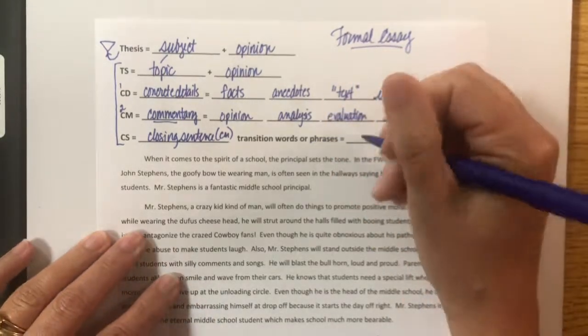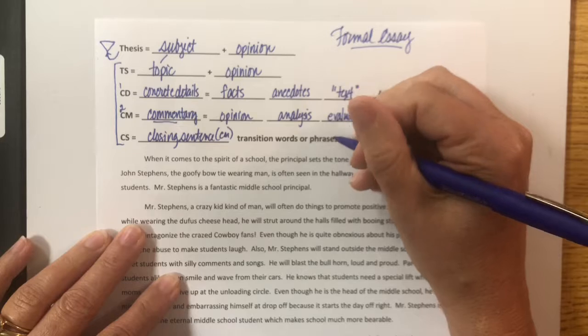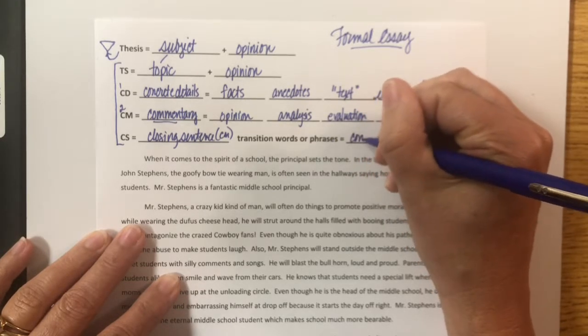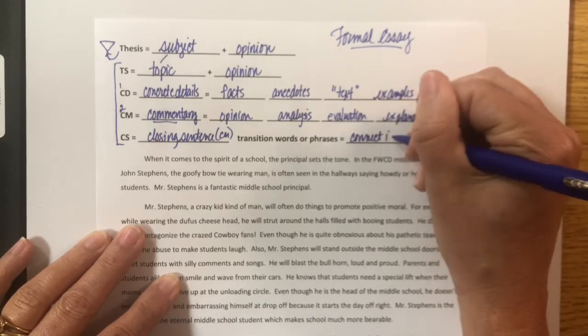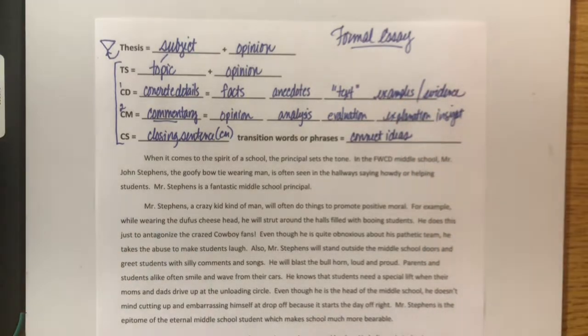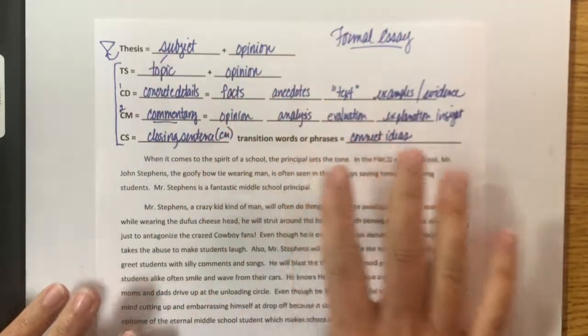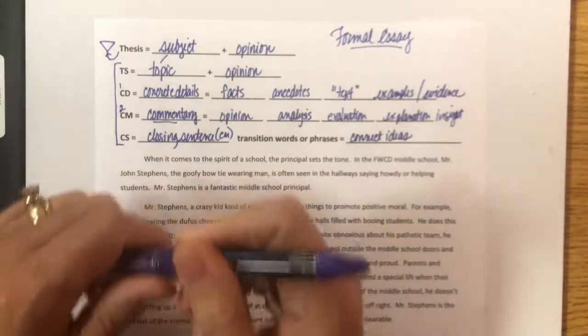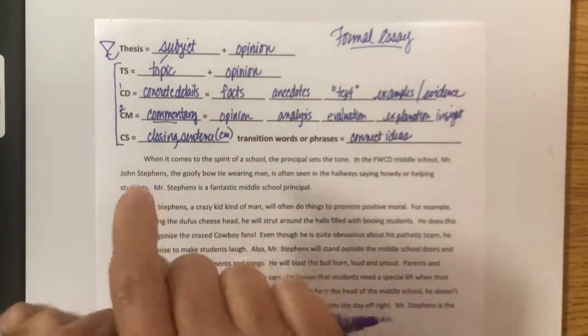Now, transition words or phrases, these are words that connect ideas in your paragraph, okay? And I'm going to show you some examples of those in just a moment. Now, I'd like to create a key here of what the parts will be highlighted in a moment when we look at this essay together.